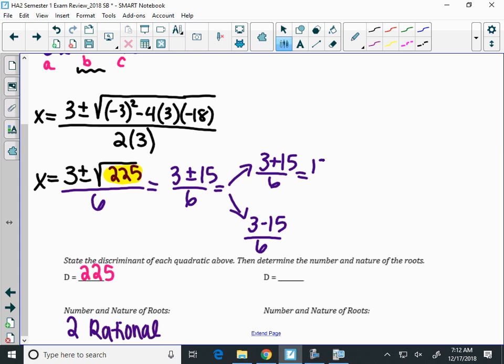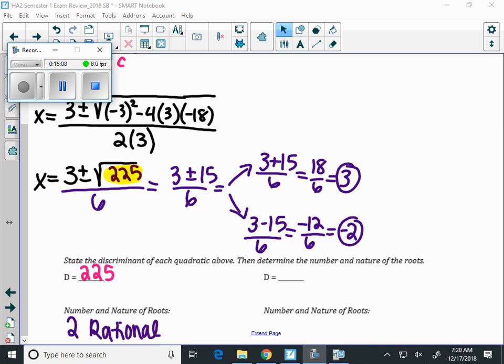Well, 3 plus 15 is 18 over 6, which is 3. That's one rational root. And 3 minus 15 is negative 12 over 6, which is negative 2. So there I have two rational roots, just like the discriminant hinted that I would get.